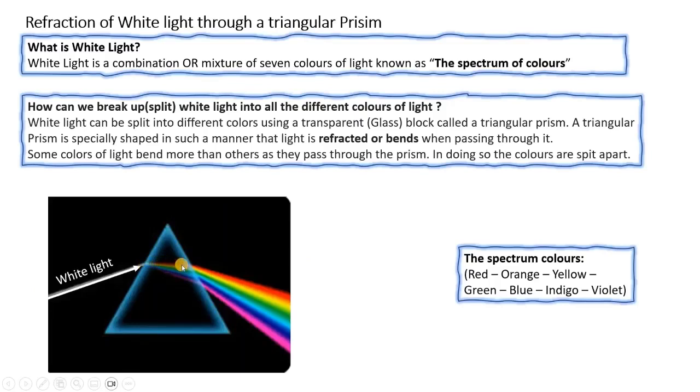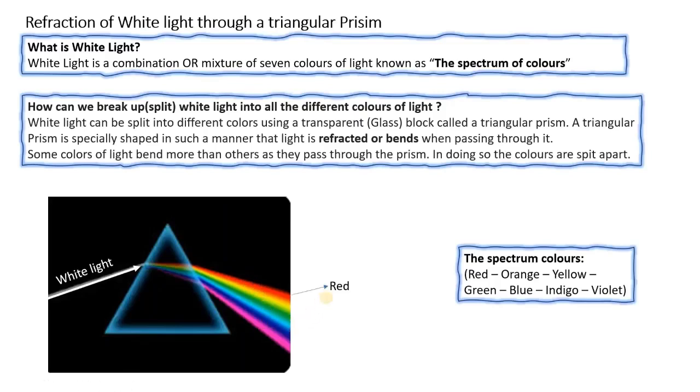Red light is refracted the least, and it's because red light has got a long wavelength and it slows down less than, for instance, the green and the blue and the indigo, which have got smaller wavelengths, and they get refracted more. When these colors of light hit the second surface, they get refracted even more, and then we can see here this nice colorful band of colors, which we call the spectrum of white light.